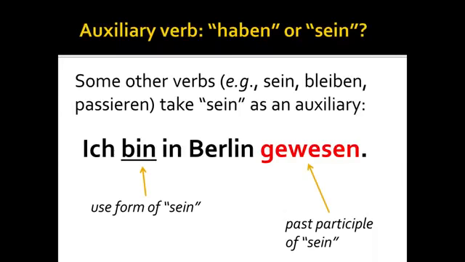So, yeah, in most instances, it's a safe rule of thumb. Motion, change of condition, use sein. These are the ones that you would have to use sein anyway. It's maybe not as evident. Everything else, use haben. Anyway, that's the lecture on present perfect tense in German using strong verbs.